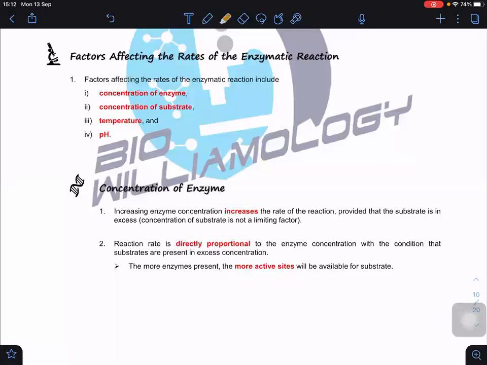So what are the factors? We're going to look at them today. First, the enzyme concentration. Second, the substrate concentration. And next, the temperature as well as the pH.